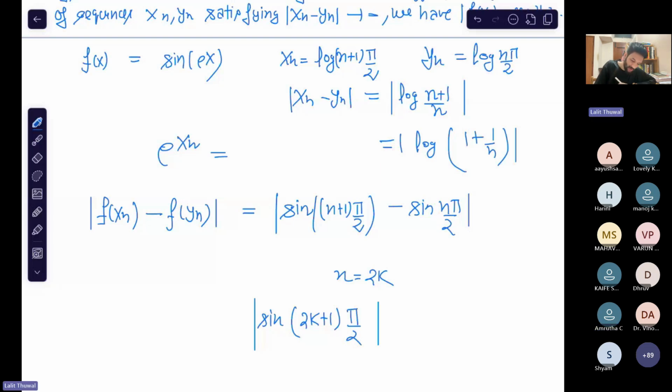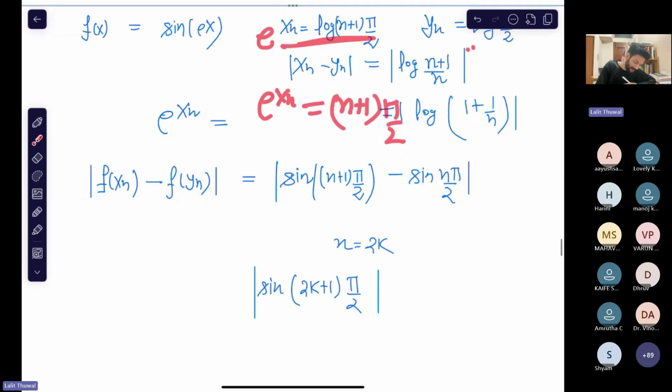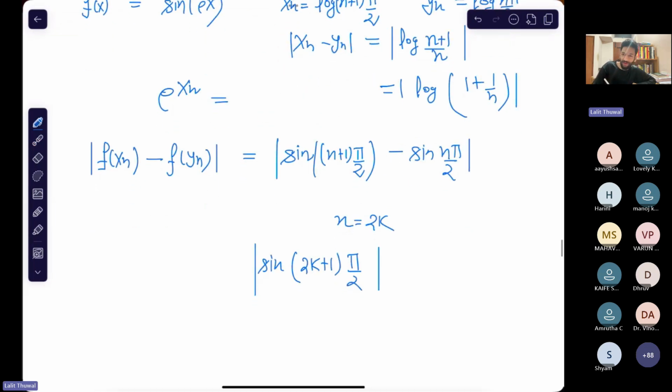Let me show you. When log comes here, I mean take e on both sides, e to the power xn is n plus 1 pi by 2, right? From here you can see it. Is it fine? So this is not convergent, right? This goes to 1.